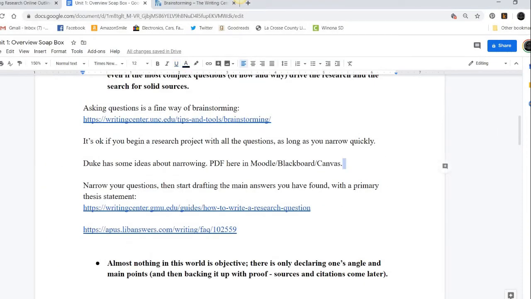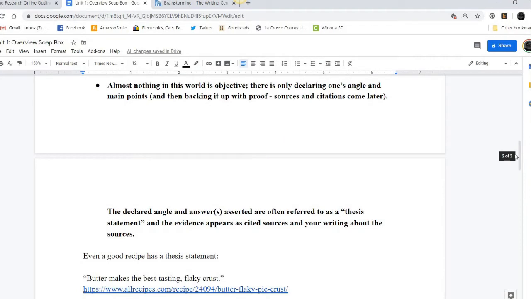So here we have a little preaching about thesis statements. Almost nothing in this world is objective. There is only one declaring one's angle and main points and then backing it up with proof. Sources and citations come later. The declared angle and answers asserted are often referred to as the thesis statement, and the evidence appears as cited sources, and you're writing about those sources. Okay, so virtually nothing is objective, and if it is too objective, it is far too narrowed down.